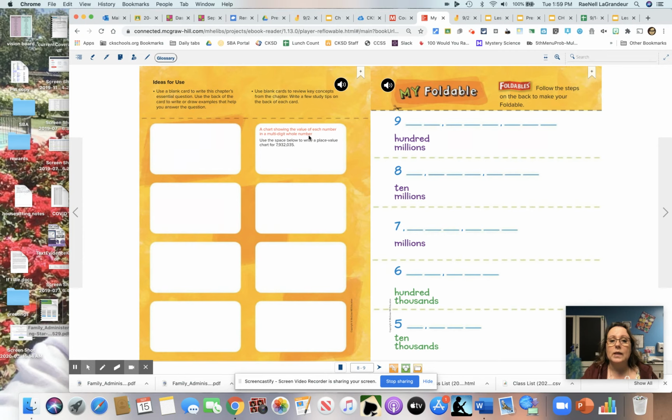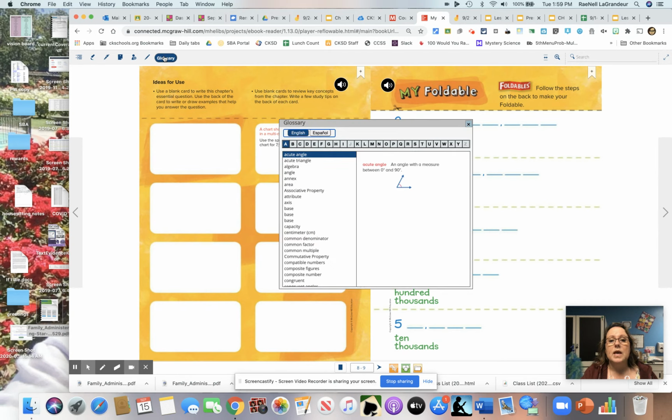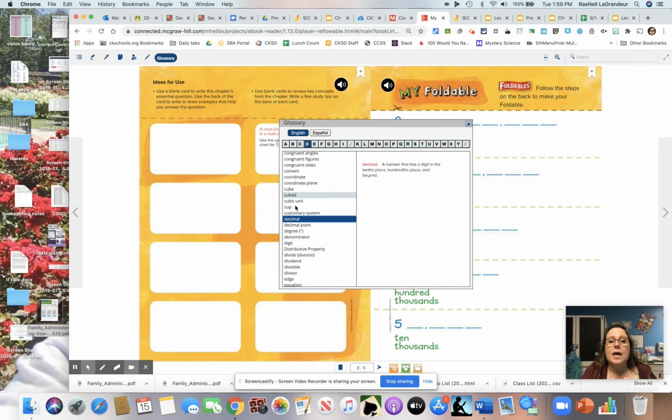If you don't like that, I'll show you some other things you could do. I'm going to click on glossary. And I know, for instance, one of our words was decimal. So I'm going to click on D for decimal. And oh, look at that. It happens to be the first word in the D's.